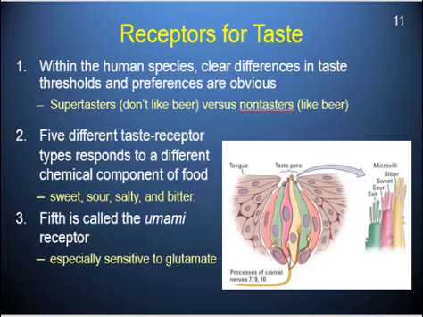We also have receptors for taste. They're very similar to the ones in your nose. You just find them on your tongue. Within the human species, there are differences in taste thresholds and preferences. Like I was saying with smell, some people have a stronger ability to discriminate between smells. Same thing with tastes. Some people are super tasters and they don't like certain tastes like beer or coffee. And then other people are non-tasters. It's really interesting, the difference.